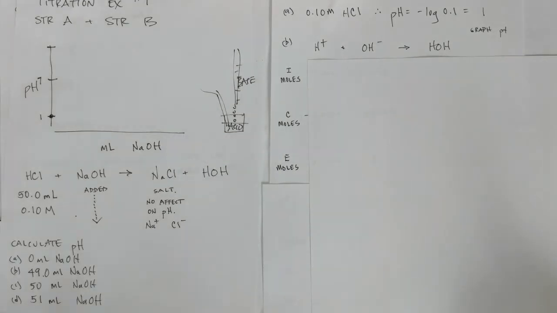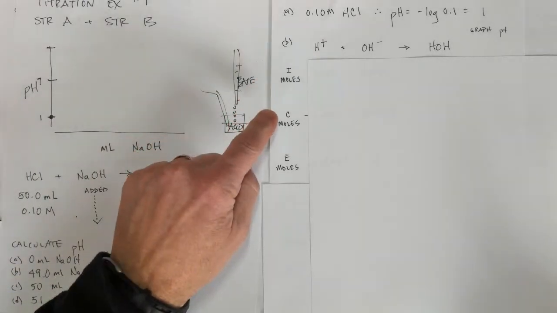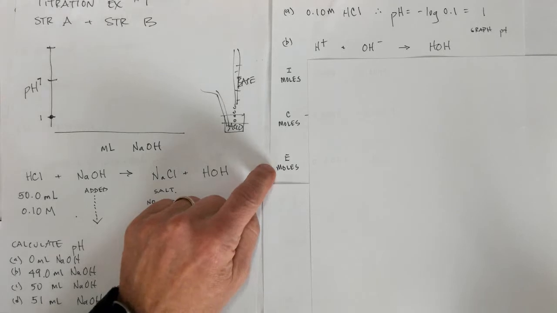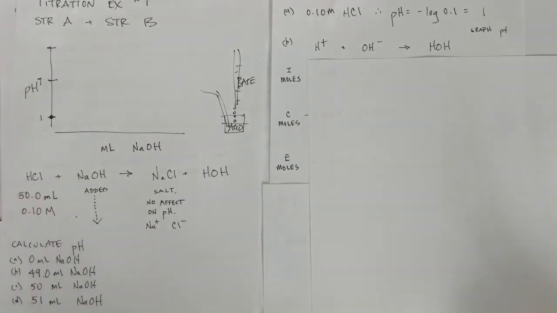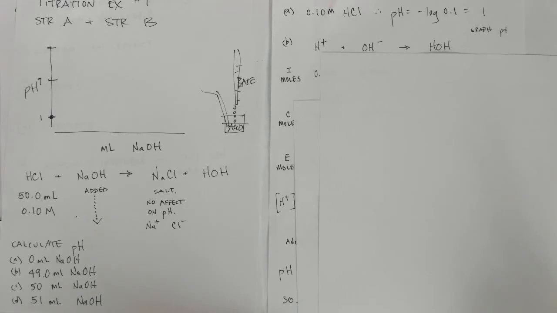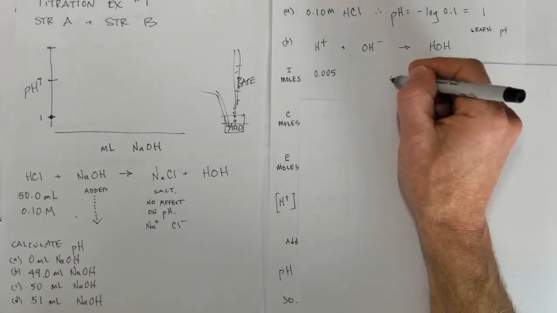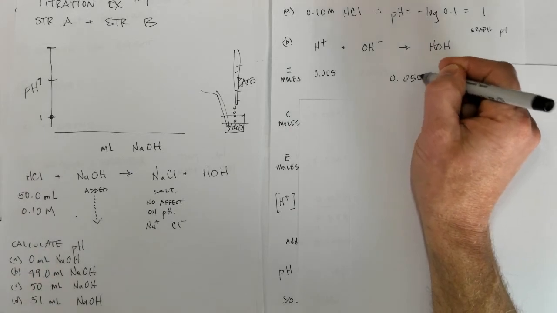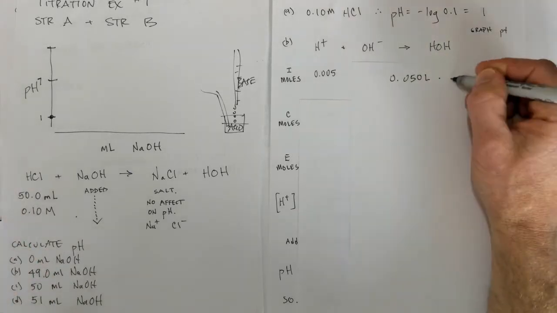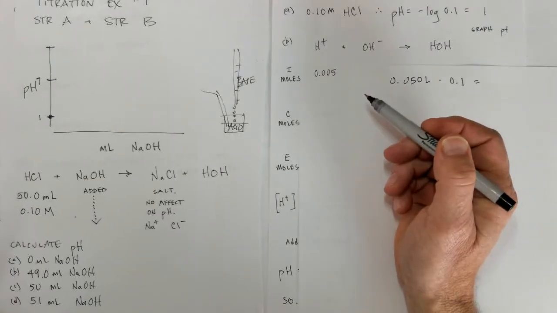Now, when you do an ICE table for titrations, you always have to be in moles. And we can use the molarity triangle here with the milliliters and the molarity to find our number of moles of H plus. So we take 50 milliliters, convert that to liters, which is 0.050 liters, and then multiply that by the molarity, 0.1, and we end up with 0.005 moles of H plus.